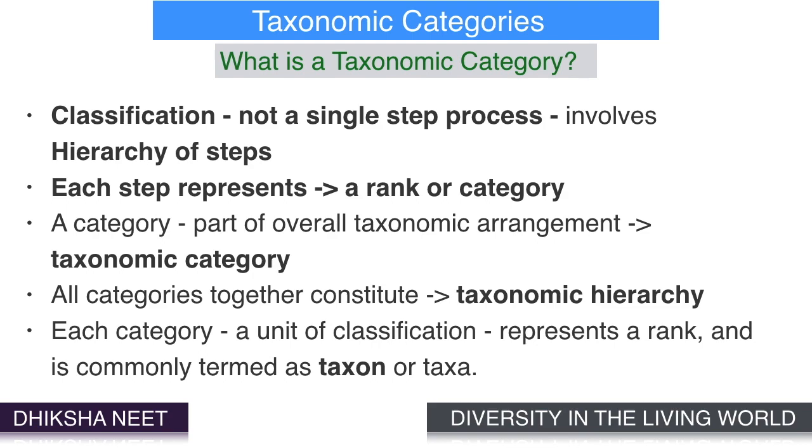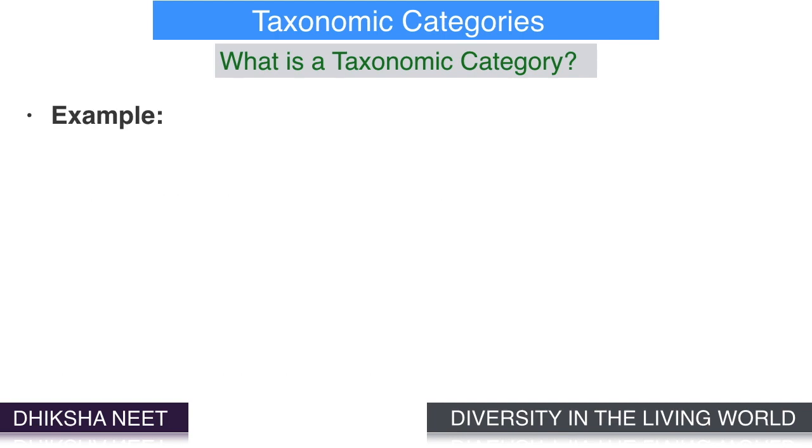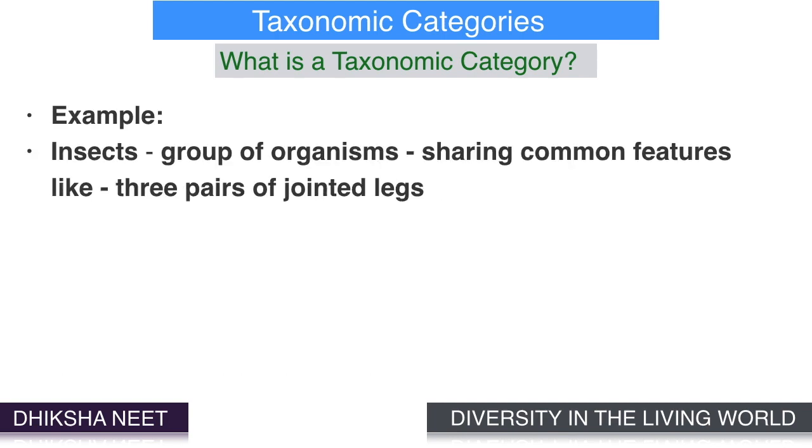Taxonomic categories and hierarchy can be illustrated by an example. Insects represent a group of organisms sharing common features like 3 pairs of jointed legs. It means insects are recognizable concrete objects, which can be classified, and thus were given a rank or category. Can you name other such groups of organisms? Remember, groups represent category. Category further denotes rank. Each rank or taxon, in fact, represents a unit of classification.